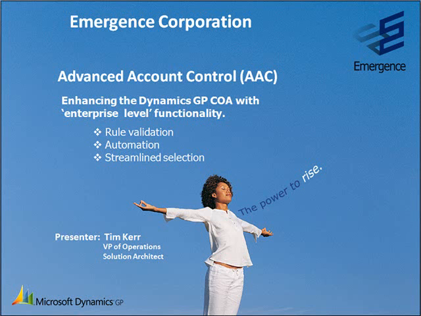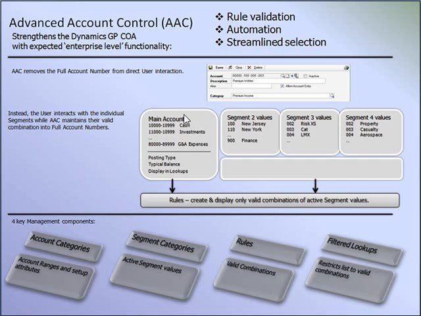What is Advanced Account Control? Advanced Account Control is an enhancement that strengthens the Dynamics GP chart of accounts with expected enterprise-level functionality of rule validation, automation, and streamlined selection. AAC does this by removing the full account number from direct user interaction. Instead, the user interacts with the individual segments while AAC maintains their valid combination into full account numbers. AAC does this with four key management components: account categories, segment categories, rules, and filtered lookups.